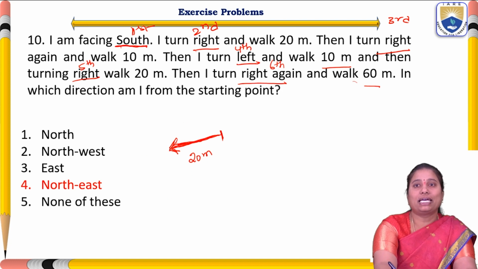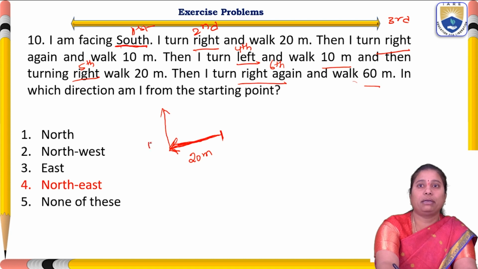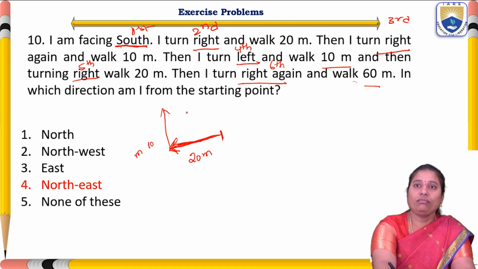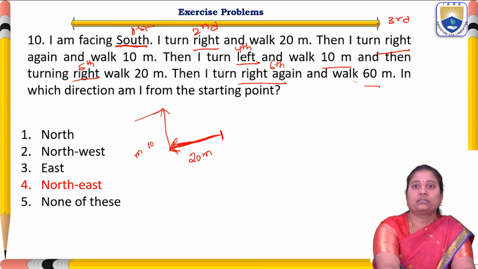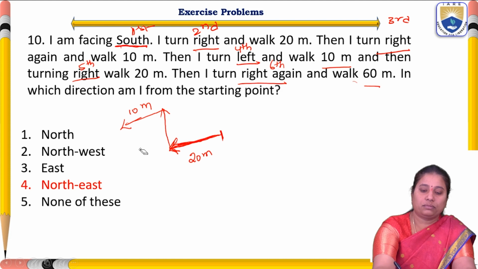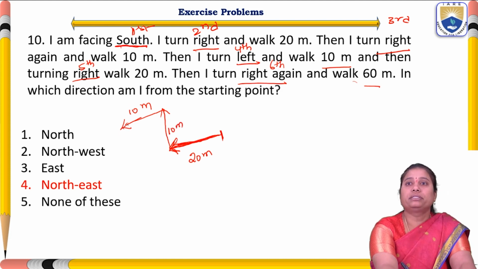Then I turned right, north direction. So they turned right and walk 10 meters. Then I turn left. So from north, left means again west direction, up to 10 meters. Yes, done.